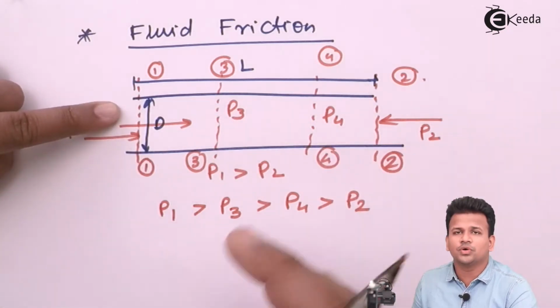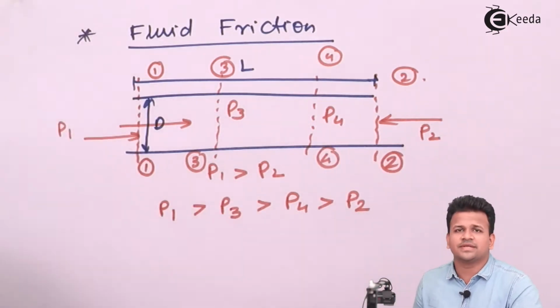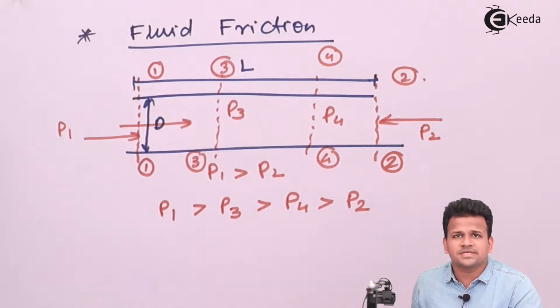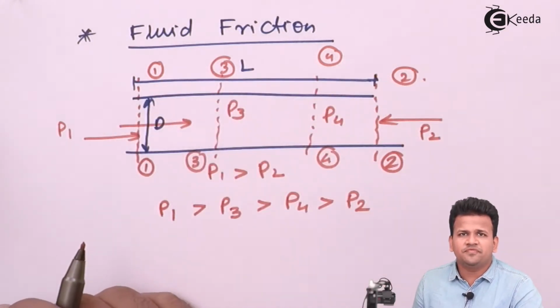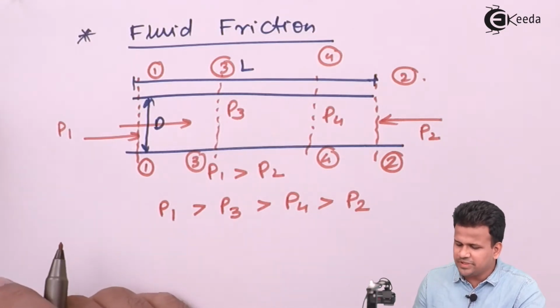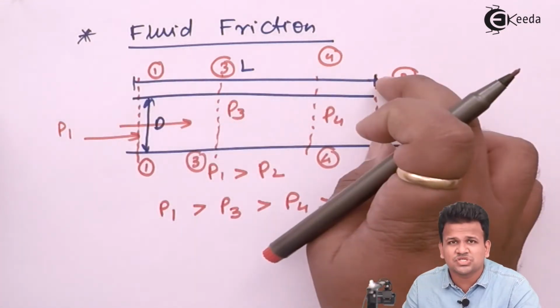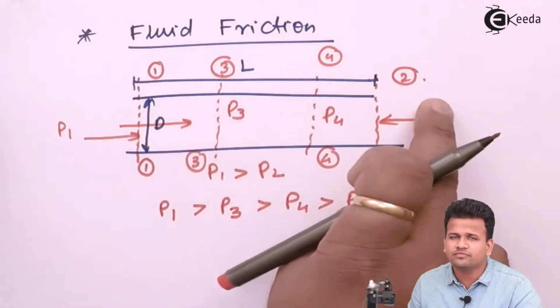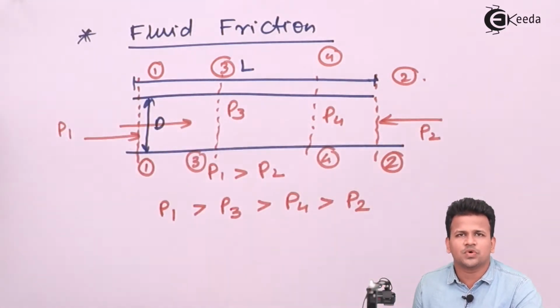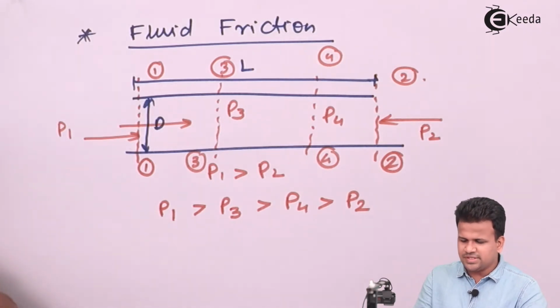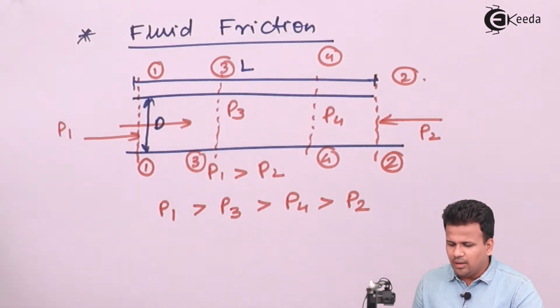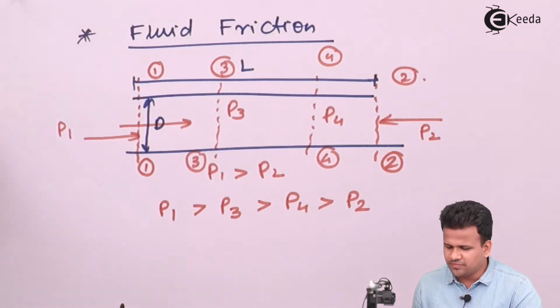As we gradually go ahead, the pressure decreases. Now why is there a decrease in pressure? Because of the fluid friction. Now the fluid friction is the friction offered by the surface of the solid on the flow of the fluid. So that is called what? Fluid friction.